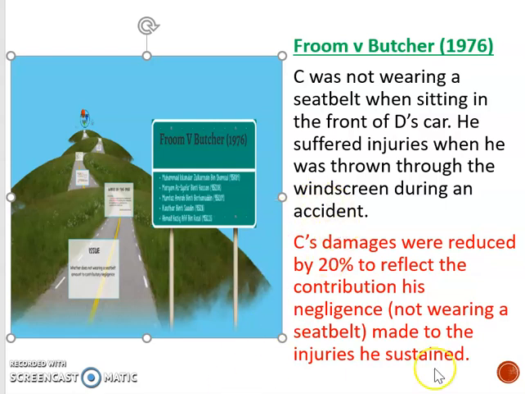You can see here from the principle that the claimant's damages were reduced by 20% on the basis of contributory negligence. This case was decided by Lord Denning, and I'm just going to read you a little bit of his judgment here to help to explain why this decision was made.